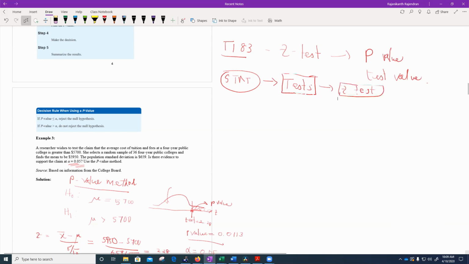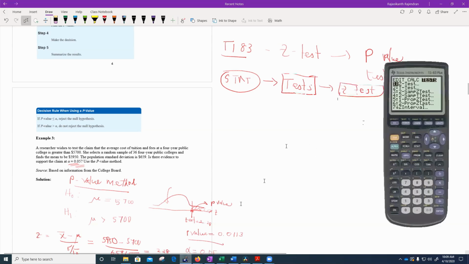Okay, so let's follow this procedure then. Z test is number one. I'm entering. Now we have to input data like we did in finding the confidence interval. The same thing here. Now you have to look at your hypothesis setup and plug these values in. I don't have data, I have stats, so I'm going to use stats and enter.